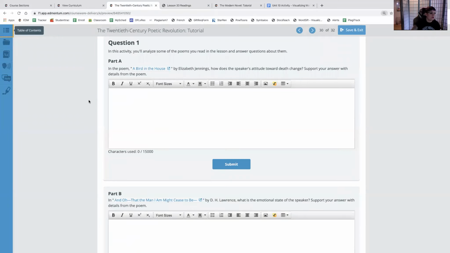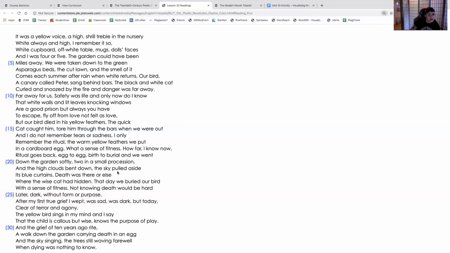Okay. So basically, she didn't really have a whole lot of feelings initially when the bird died, but as an adult, she felt a lot more of the grief, and she felt grief for that grief, and we can see that where she says, not knowing death would be hard later, dark without form or purpose. After my first true grief, I wept, was sad, was dark, but today. She understands that grief now. So that is how it changes. Okay.